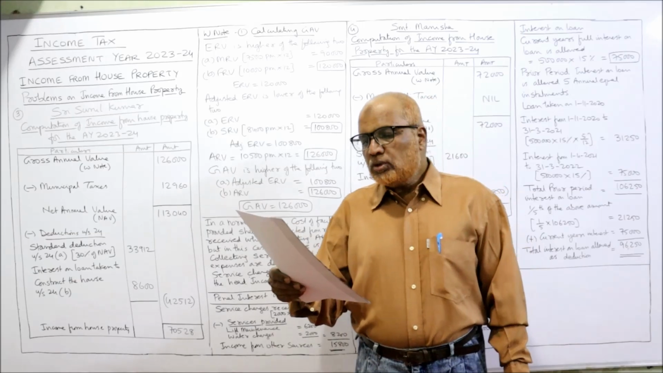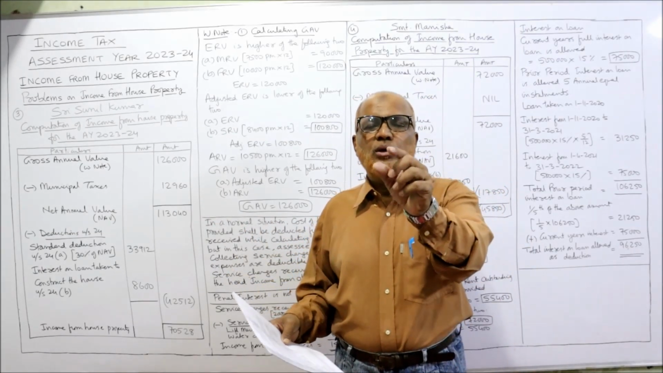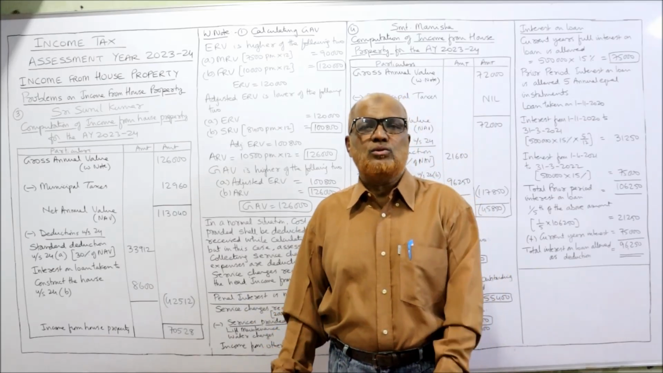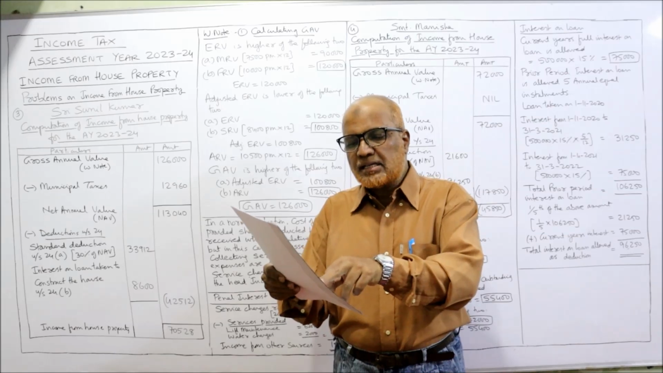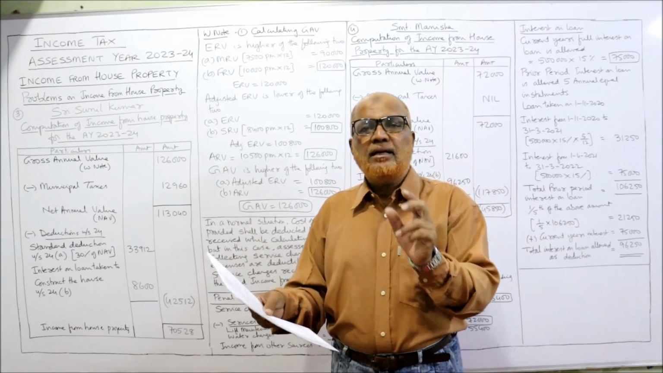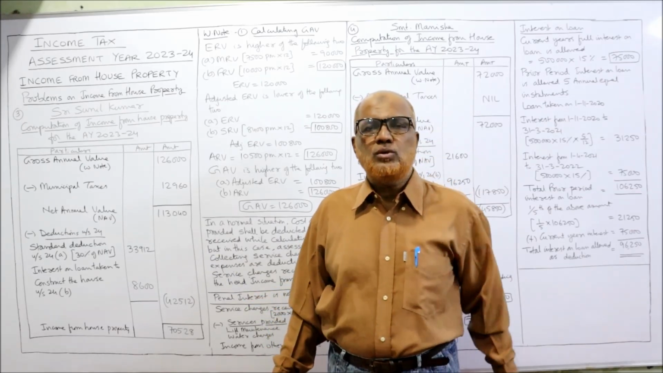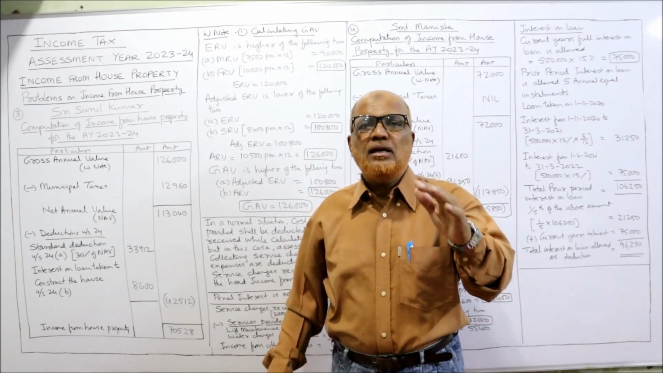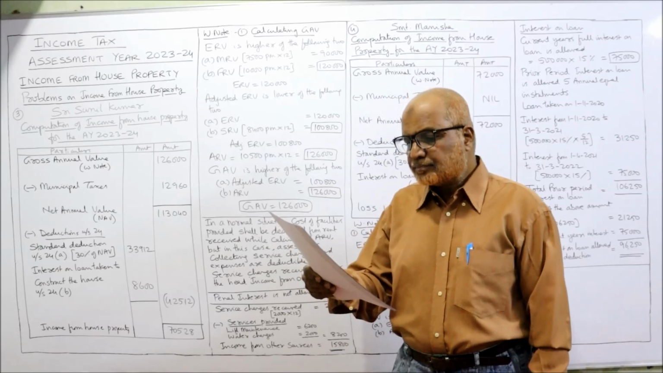So here 2,000 rupees per month is charged towards service charges. 2,000 per month into 12 is 24,000. From that 24,000, for the services given, the municipal tax is 6,200 and water charges 2,000. Total 8,200. So from 24,000 deduct 8,200. The remaining is taxable under income from other sources.